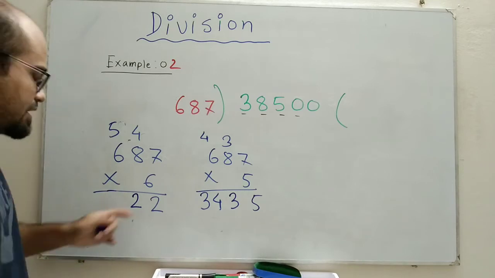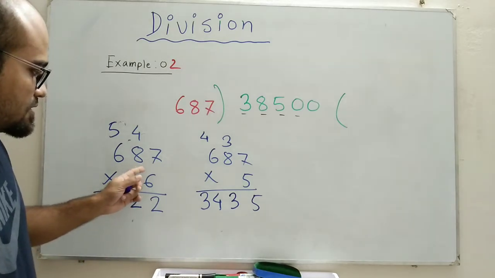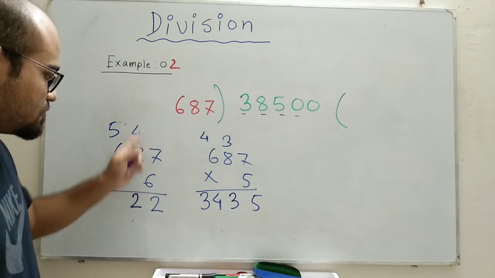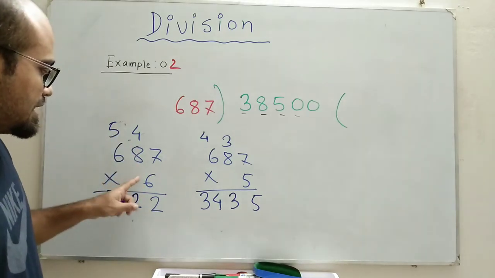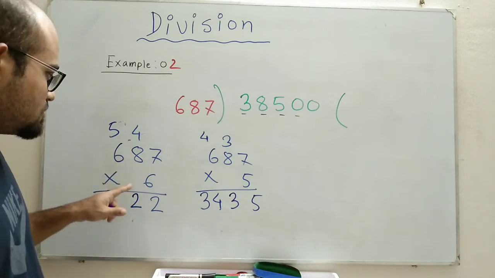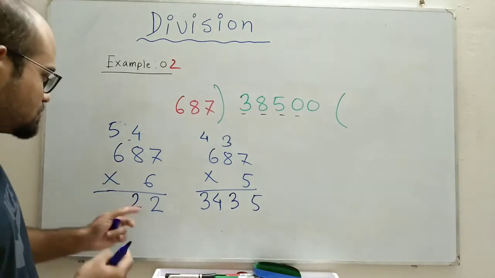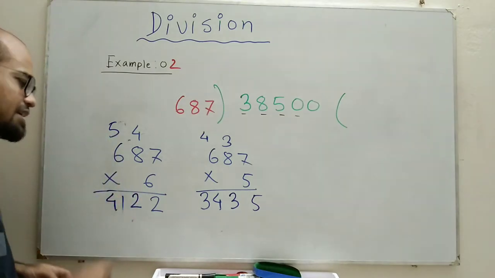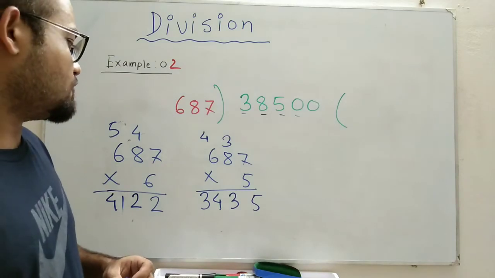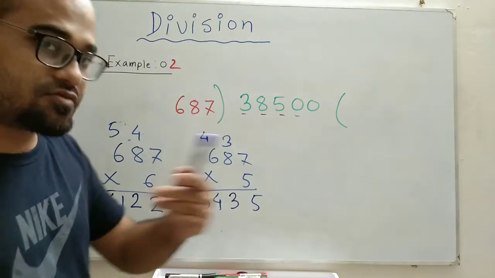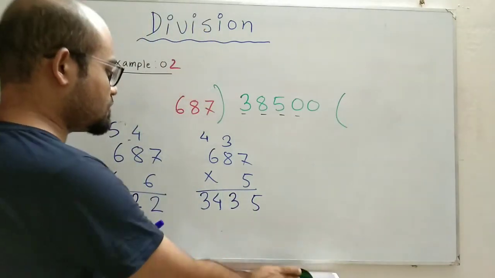Well, let's be more careful. 7 6s are 42, 2 carry 4, 8 6s are 48, plus 4, 52, carry 5, 6 6s are 36 plus 5, 41. Yeah, it's even bigger than 3435. So, the number closest to 3850 but less than that is our 3435.